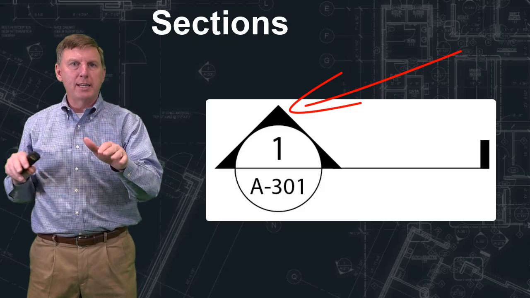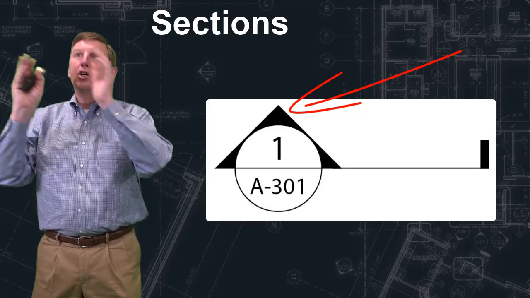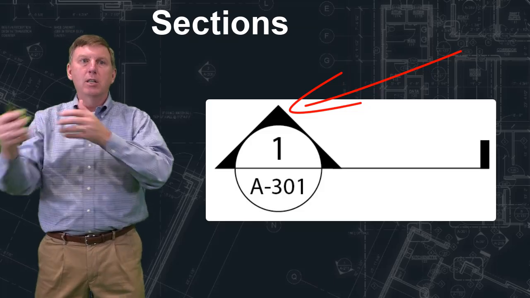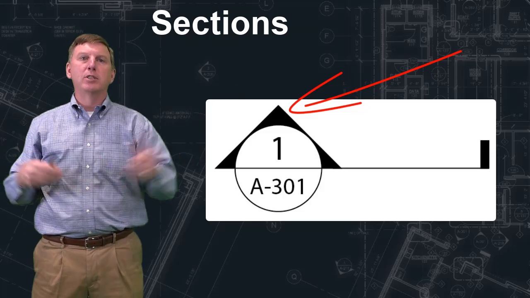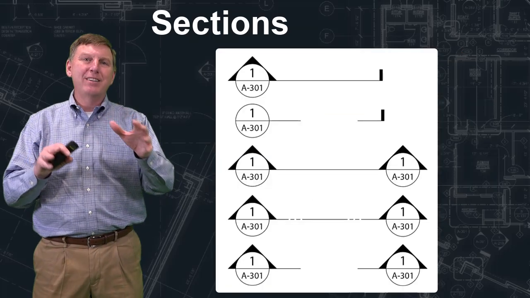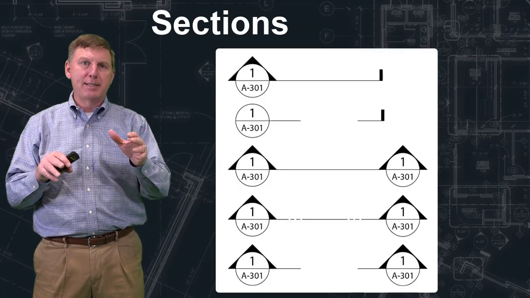It's very important when you're looking at sections that you know to look in a certain direction. Otherwise, you're going to have the mirror image of what you expect. You're going to have a lot of different section symbols depending on the type of section.